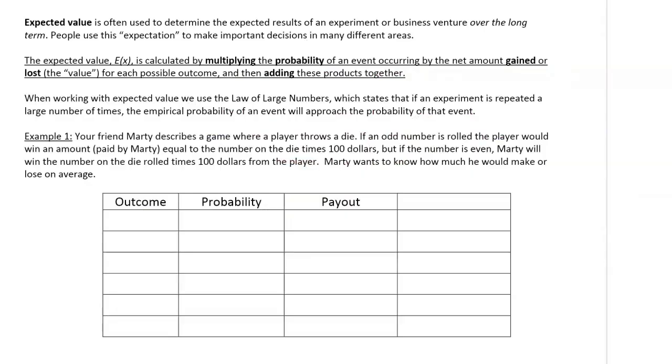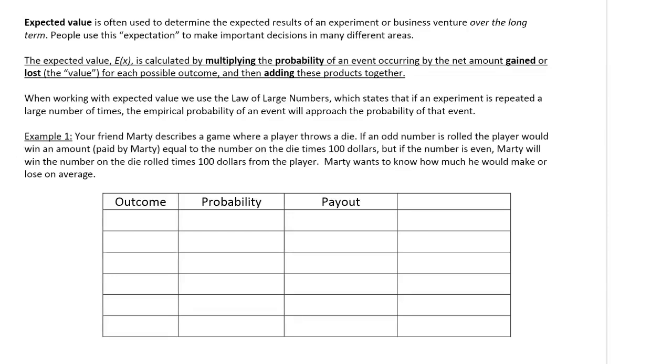Example 1: your friend Marty describes a game where a player throws a die. If an odd number is rolled, the player wins an amount paid by Marty equal to the number on the die times 100. If the number is even, Marty will win the number on the die rolled times $100 from the player. And he wants to know how much he would make or lose on average. So let's organize our data into the following table.